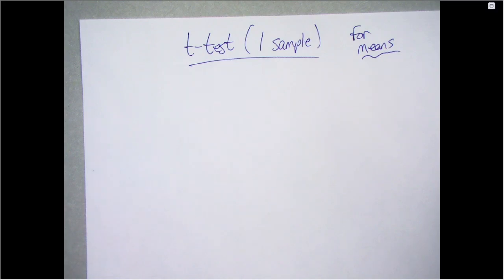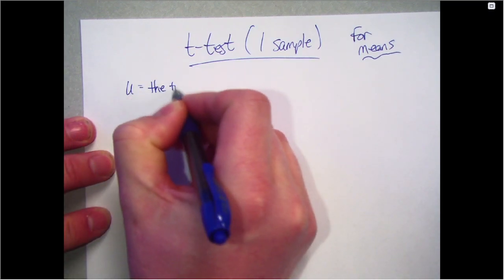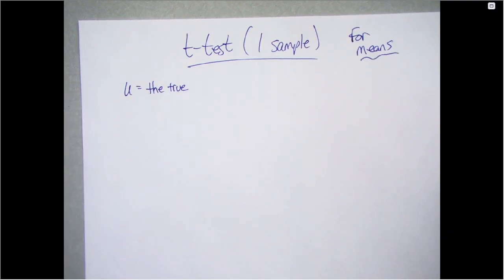Okay, so we would start off by, like before we would say p equals the true population proportion of whatever, but now we're dealing with means, so we're going to say mu equals, actually I should probably tell you what we're doing, because it's an example.